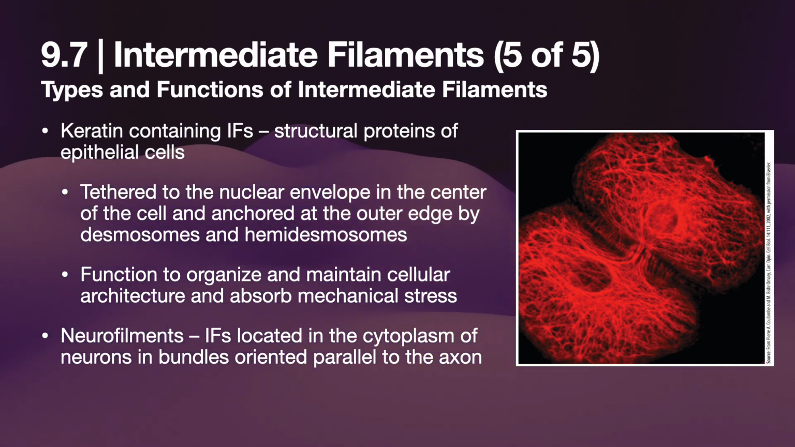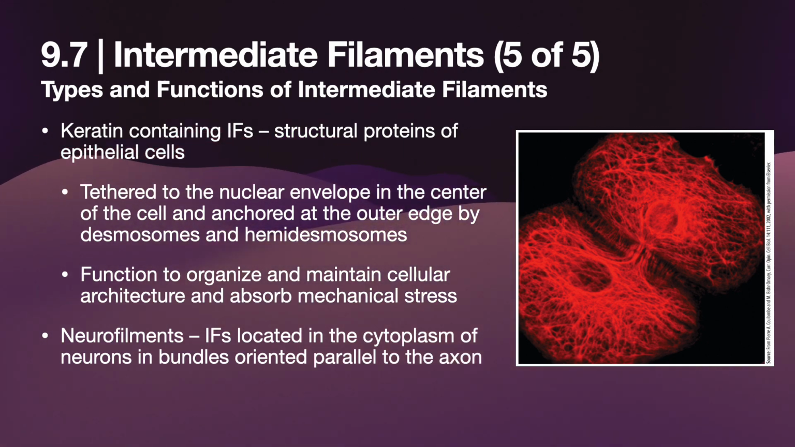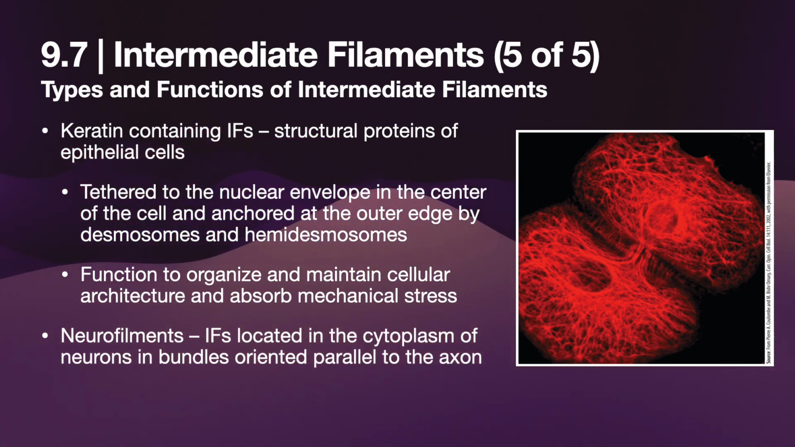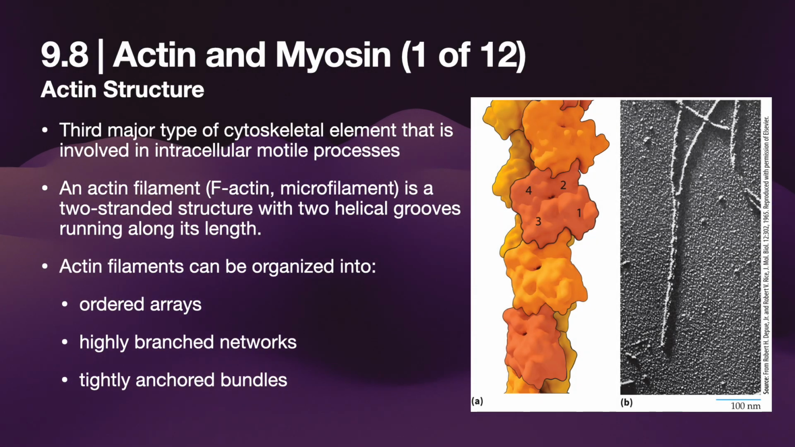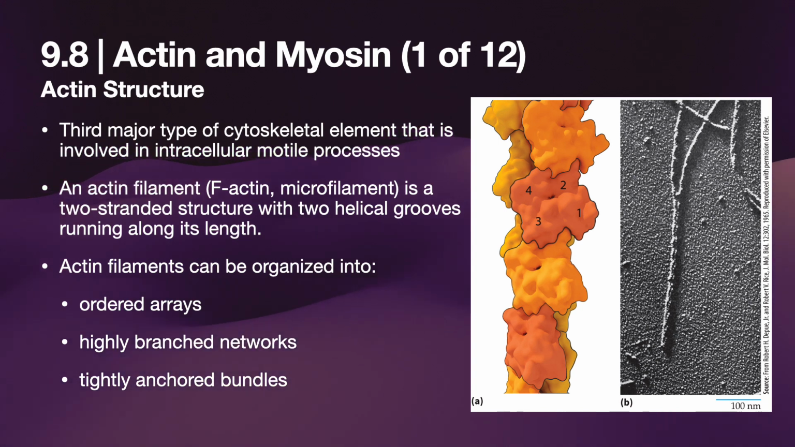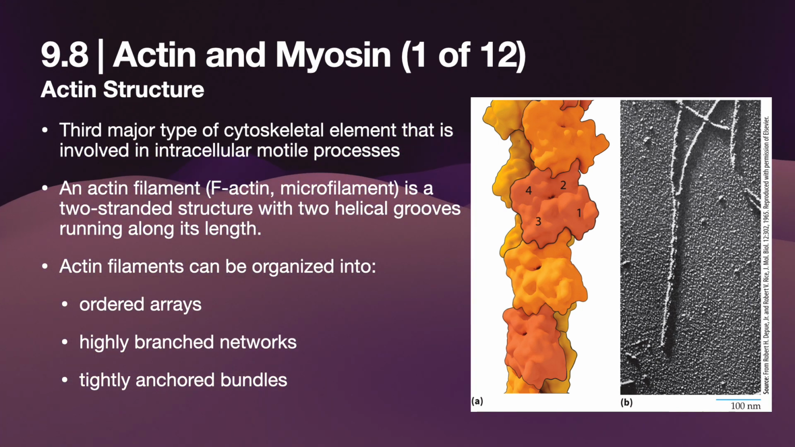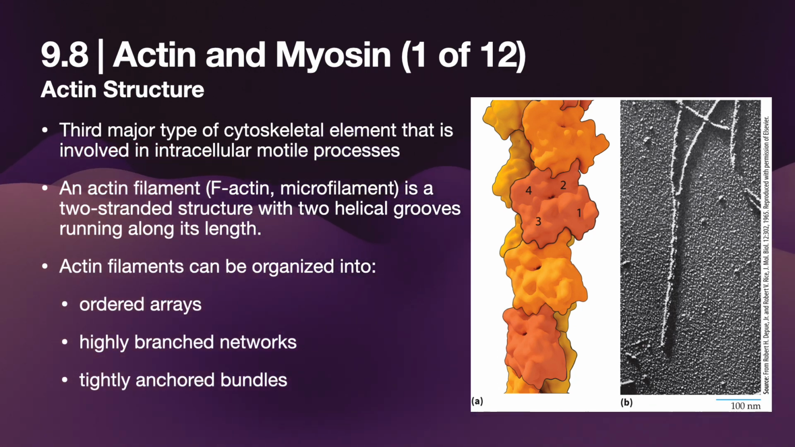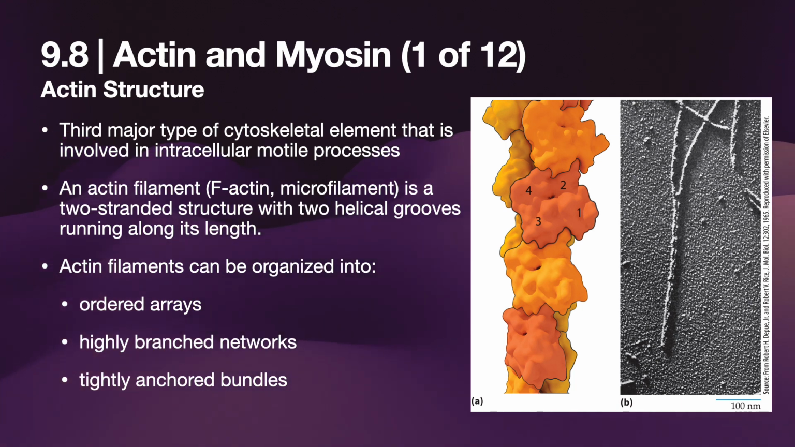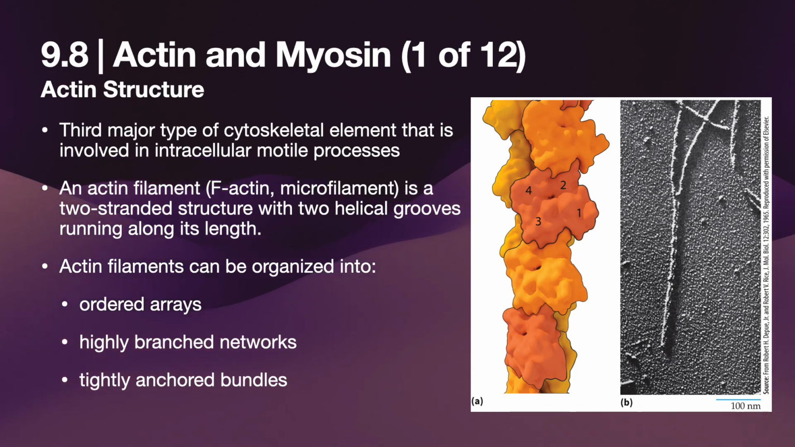Neurofilament IFs, on the other hand, are located in the cytoplasm of neurons in bundles oriented parallel to the axon. So we start with the actin and myosin. In the actin structure, this is the third major type of cytoskeletal element that is involved in intracellular motile processes. An actin filament, or the F-actin microfilament, is a two-stranded structure with two helical grooves running along its length. Actin filaments can be organized into unordered arrays, highly branched networks, and tightly anchored bundles.